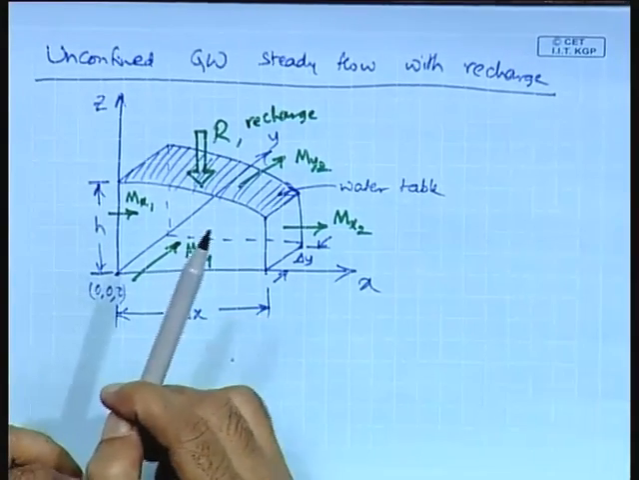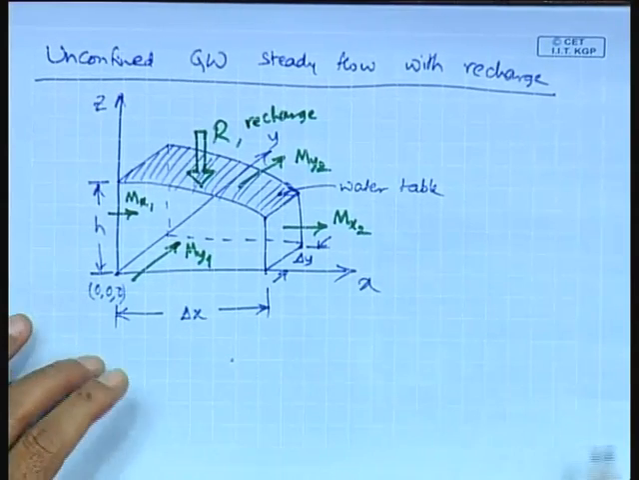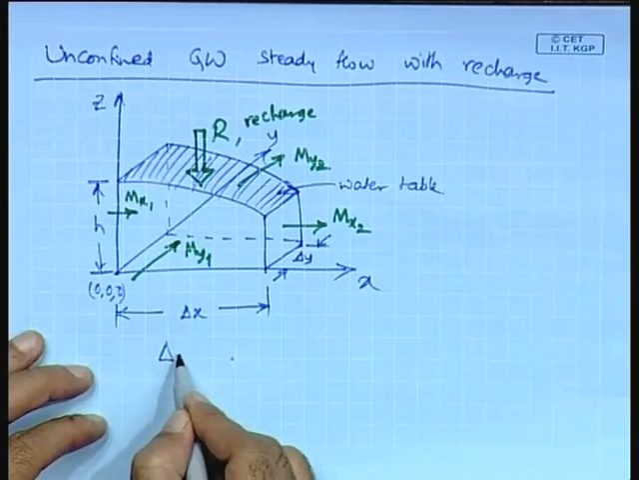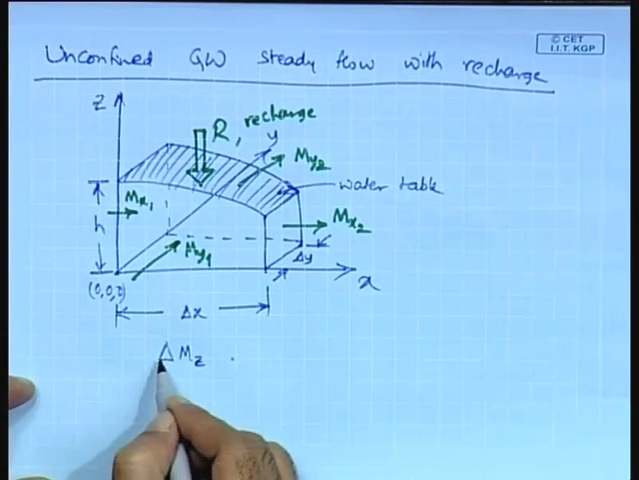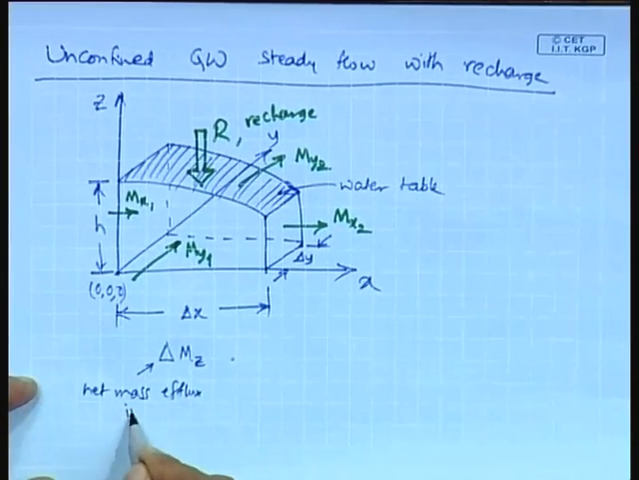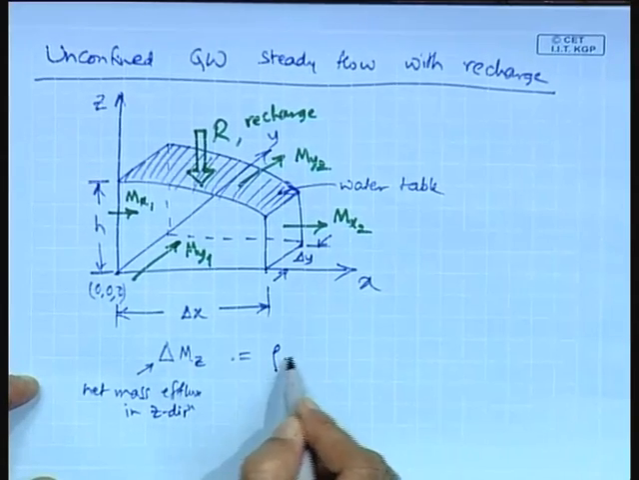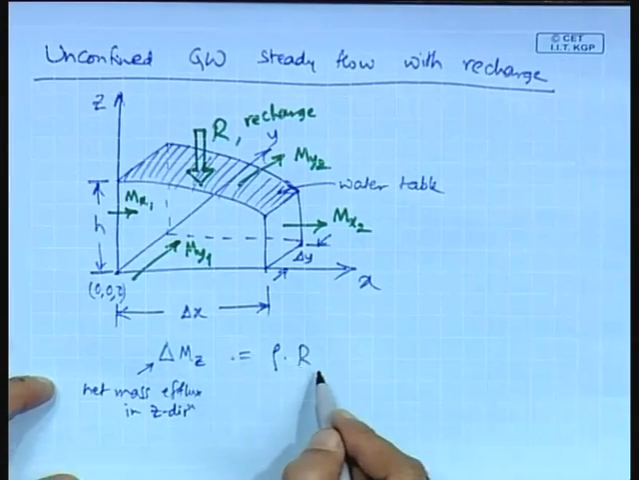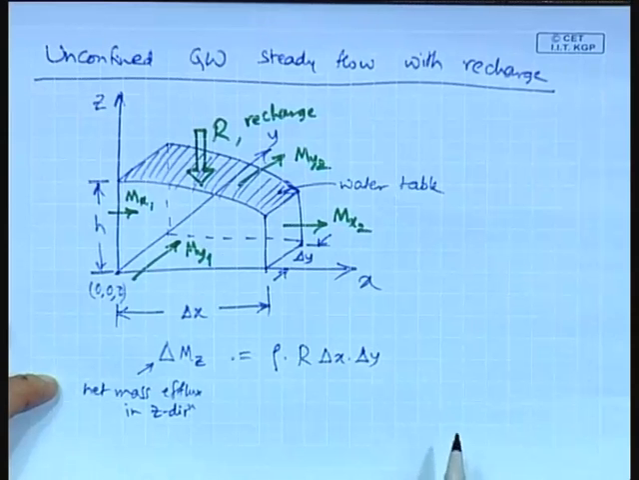So, now in this case it is all similar to the previous case, except that there will be an additional term, that is the net mass efflux in the z direction, that is delta mz, given by rho into r, which is the rate of recharge, into the area of flow perpendicular to the z direction, that will be delta x into delta y.